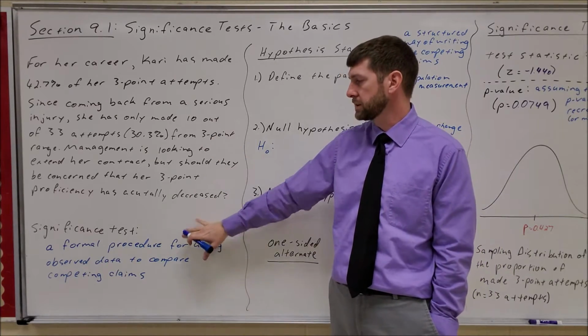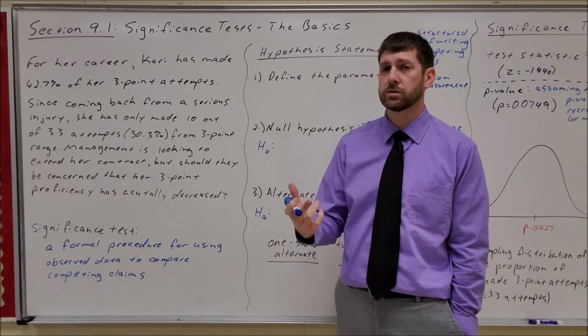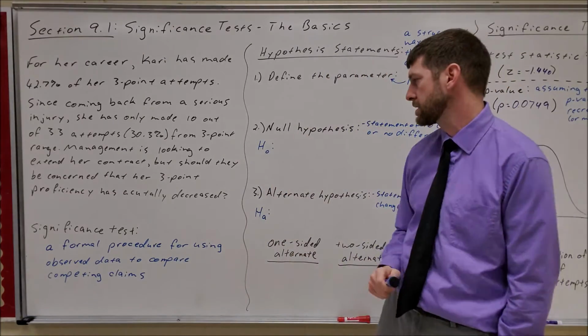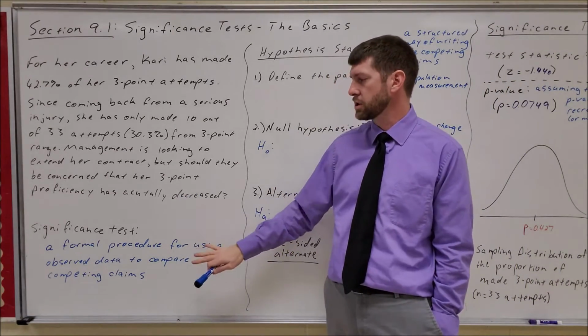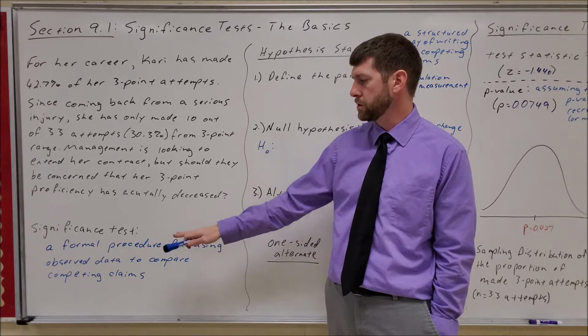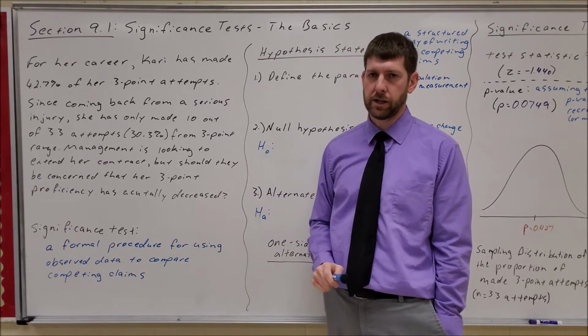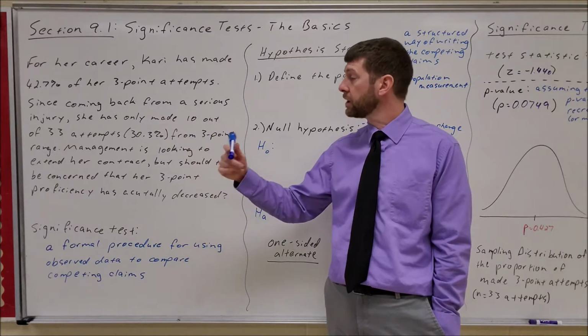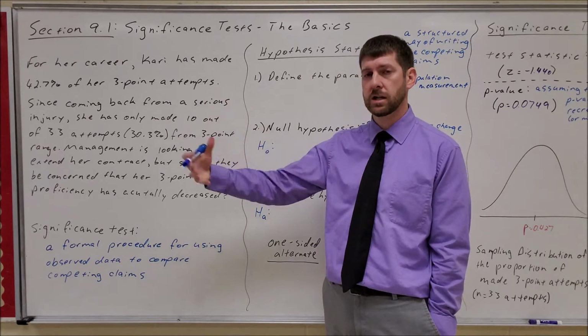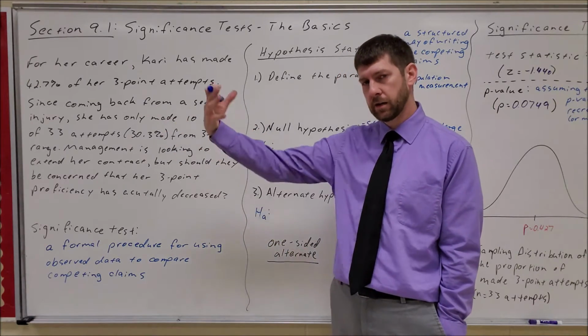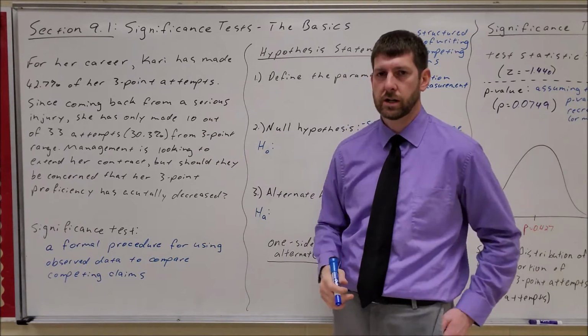So what we're going to do is called a significance test. They're also sometimes called hypothesis tests. A significance test is just a formal procedure for using observed data to compare competing claims. So we have some type of claim made, and then we're going to do a study, get observations from that, and compare our observations to the claim.